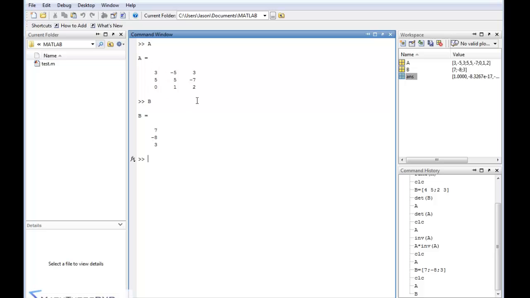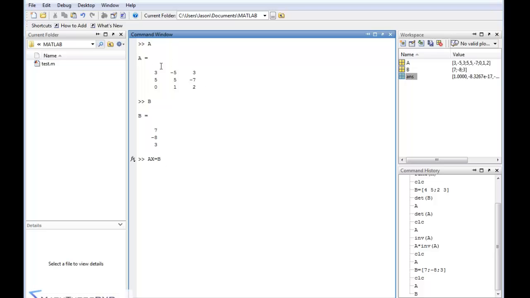A is what we call the coefficient matrix. So this row represents 3x minus 5y plus 3z. This one represents 5x plus 5y minus 7z, and so on for the third row. And then the B matrix represents what's on the other side of the equal sign. So this is another way of writing a system of equations: A times x is equal to b. Typically, on paper, you write the coefficient matrix A times the vector x is equal to b.